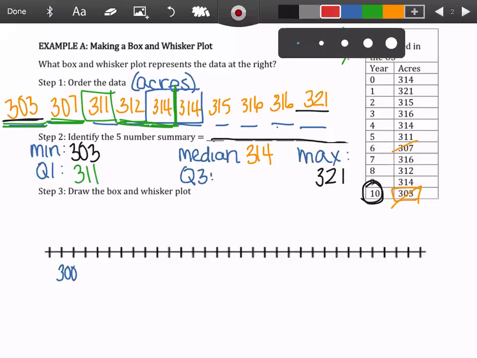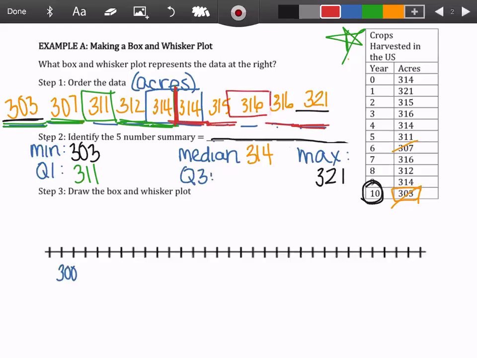Do the same thing with quartile 3. Quartile 3 is the upper half of data. So that is everything above 314. So we're going to count 1 from the left, 1 from the right, 1 from the left, 1 from the right, and we've reached the middle, which is 316. So that is quartile 3. And now we have to draw our box and whisker plot.